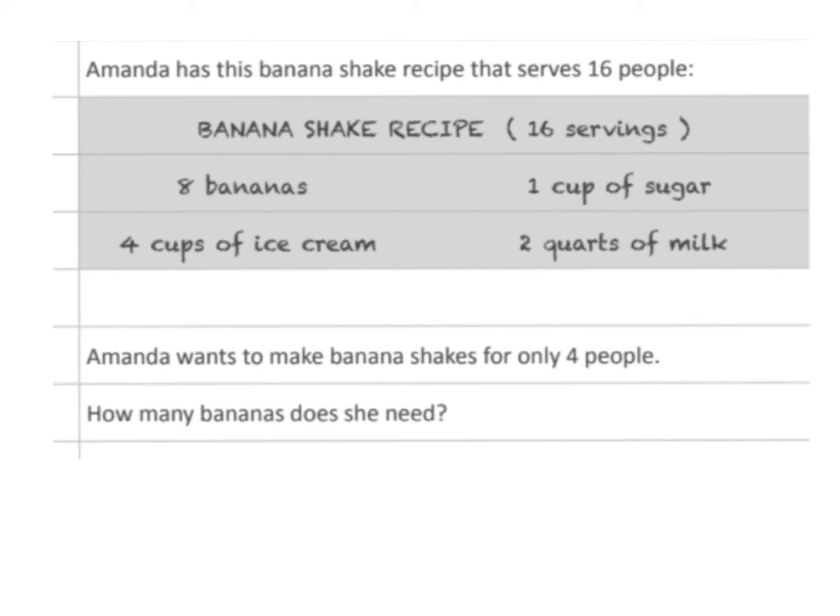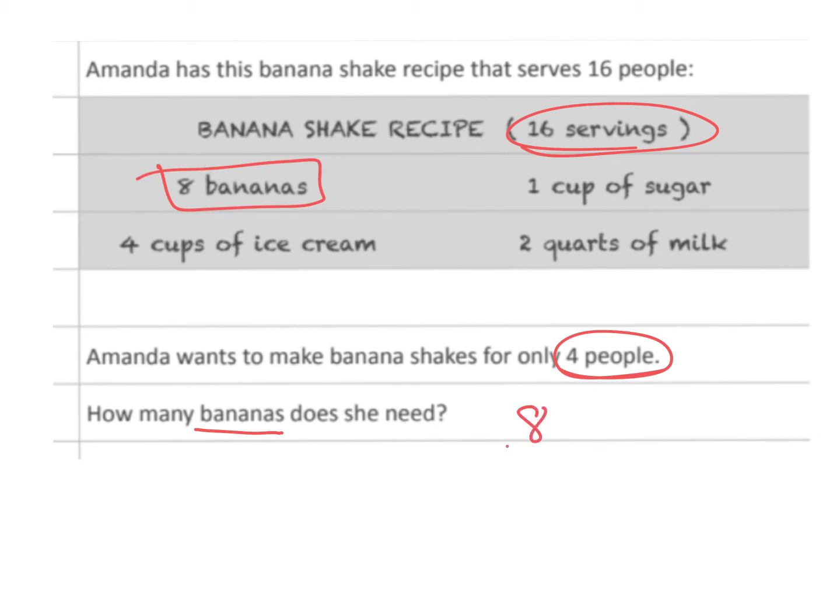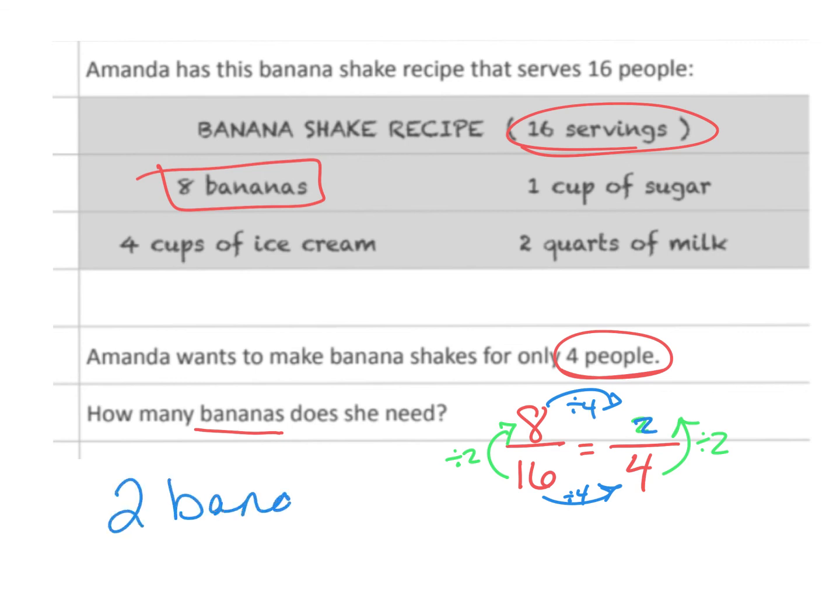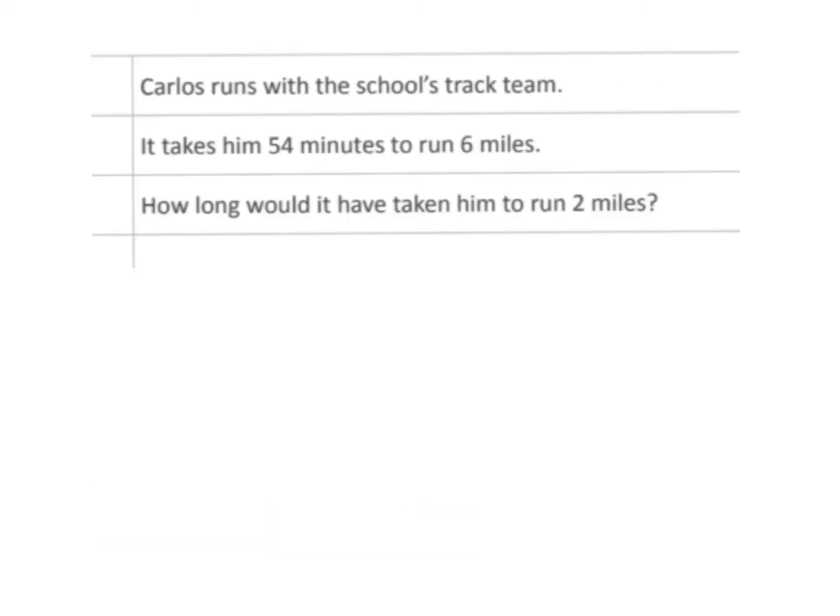Now we have Amanda and her banana shake recipe that serves 16 people. She wants to only serve 4. So how many bananas does she need? So in her recipe, she needs 8 bananas for 16 people. How many for only 4? Well, this one we can do a couple different ways. We can do 16 divided by 2. So 4 divided by 2 would give us 2. We could also do 16 divided by 4 gives us 4. 8 divided by 4 still gives us 2. So she needs 2 bananas. And there's our answer.